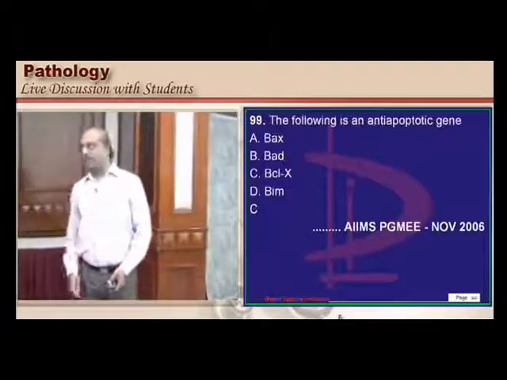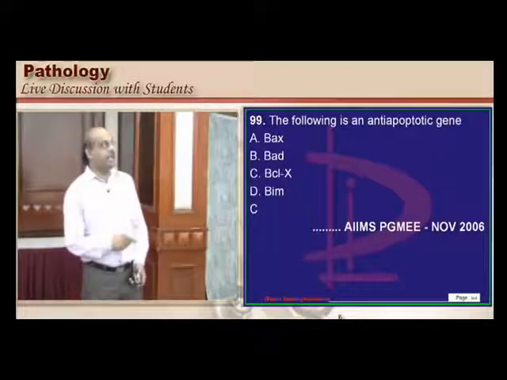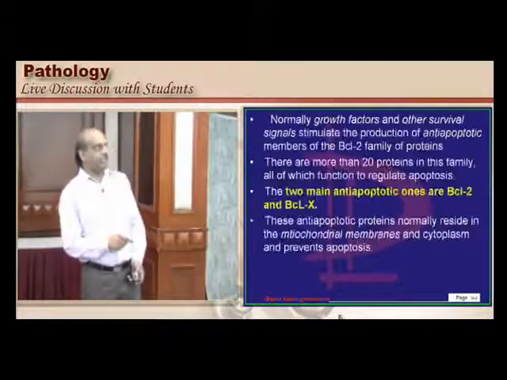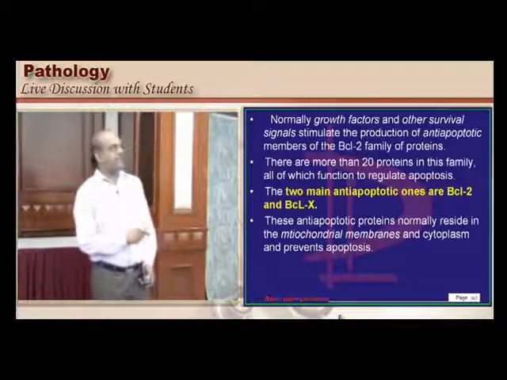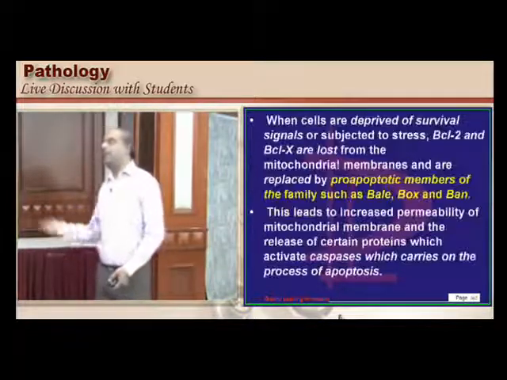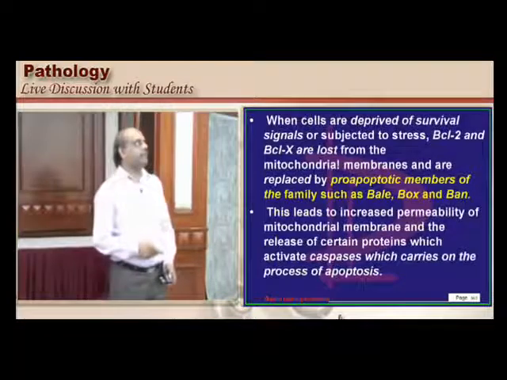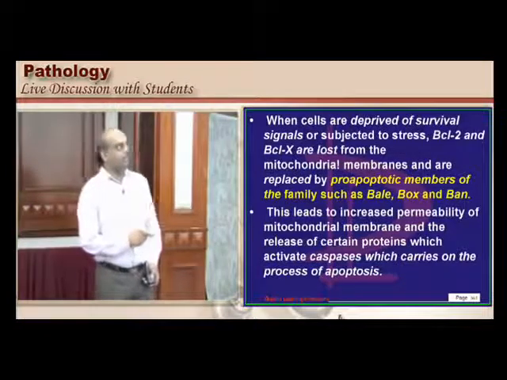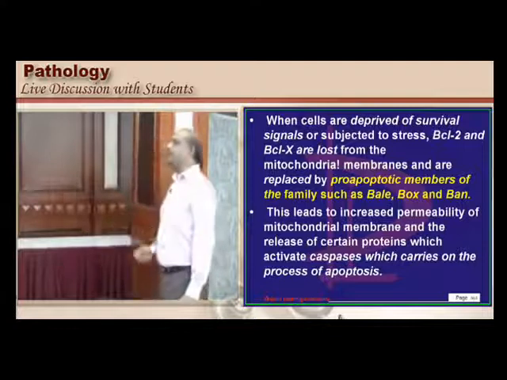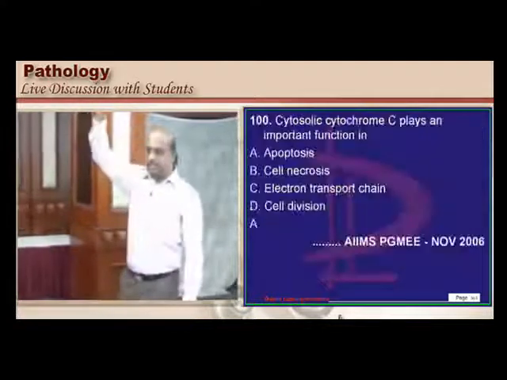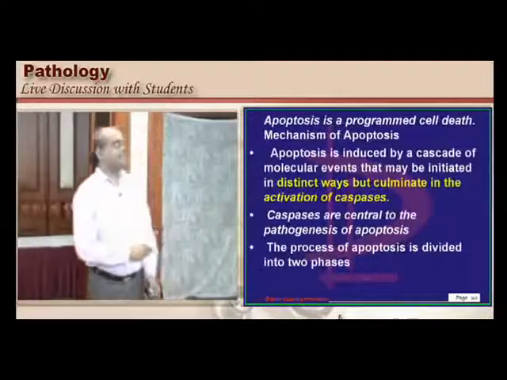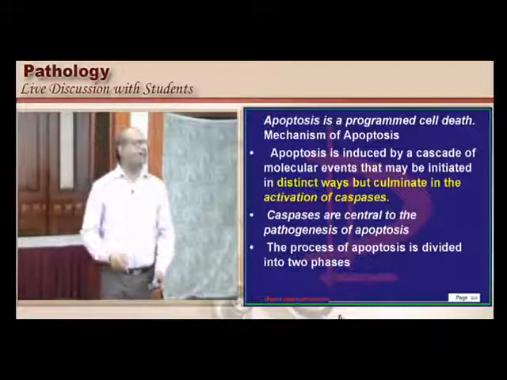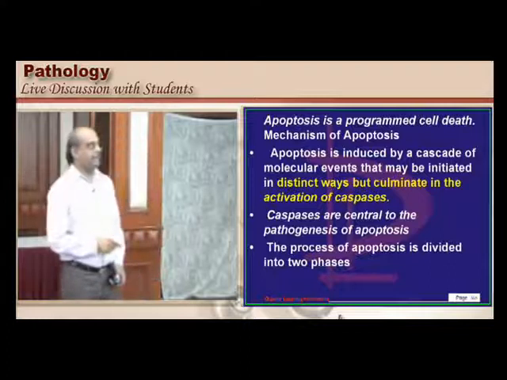Now once more, a question on anti-apoptotic and pro-apoptotic genes. The two main anti-apoptotic genes would be BCL2 and BCLX, whereas the BAX gene is pro-apoptotic in nature, as all of you know very well. Now cytochrome C is very important for what? We discussed, na? Intrinsic pathway, mitochondrial leakage. In apoptosis, we require cytochrome C release, is what needs to be fundamentally remembered.